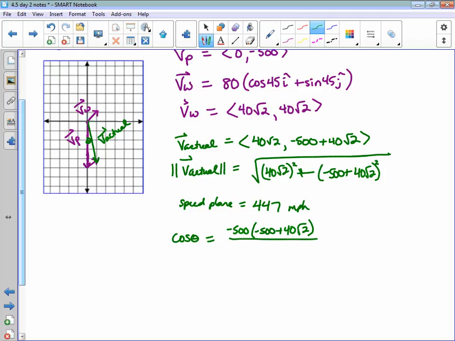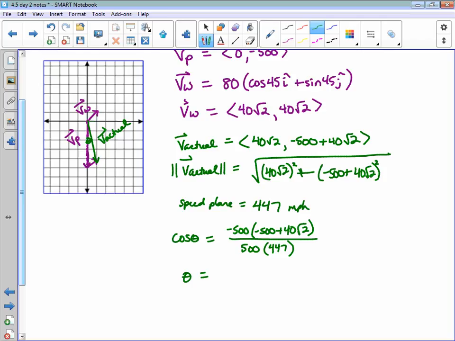Because what was the speed of the plane? Like, what's that? 500. And then what did you just find for the actual? 447. Yeah. Could you have stored that 447 and used that stored answer? Yeah, and you really should. Okay, and so then what do you use on your calculator to find the actual angle? Inverse cosine, okay. And let's just round it to the nearest degree.